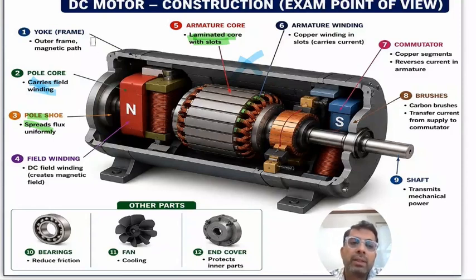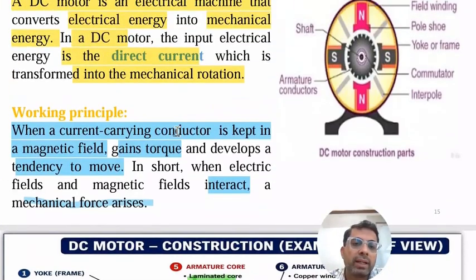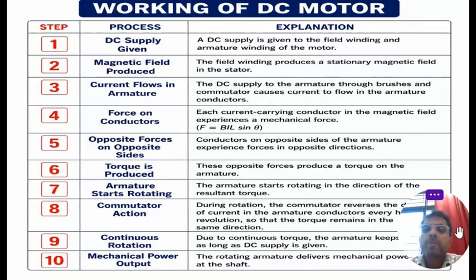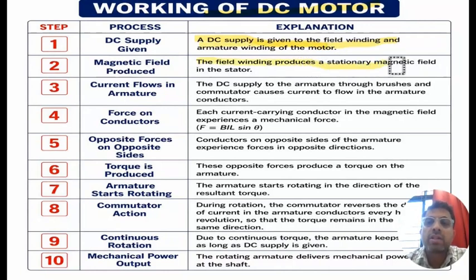Now, this text you need to write in the examination for explaining the DC motor, and here is the working principle. What is the working of a DC motor? The first step is that a DC supply is given to the field winding and armature winding of the motor. Second, the field winding produces a stationary magnetic field in the stator.